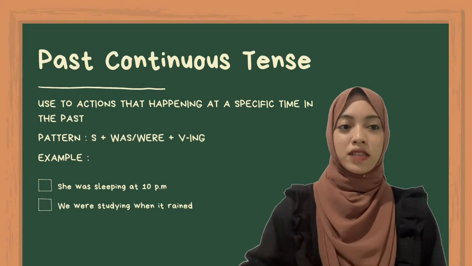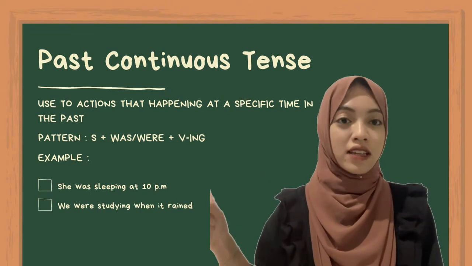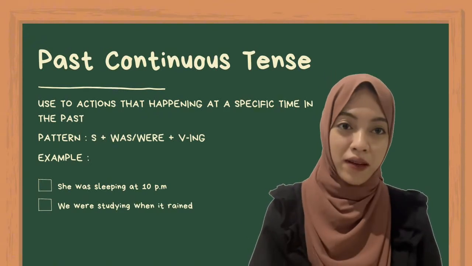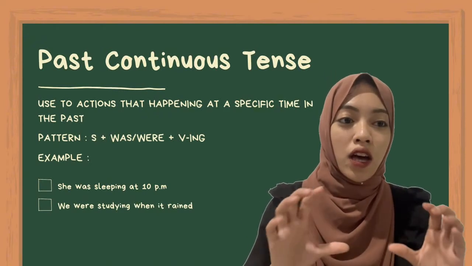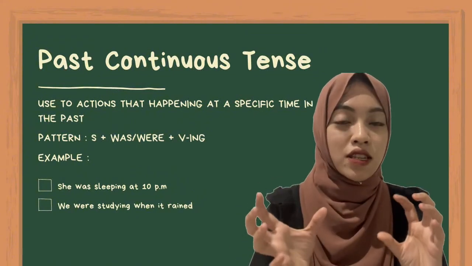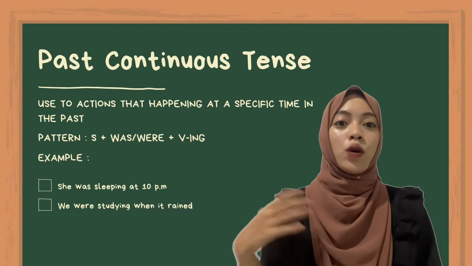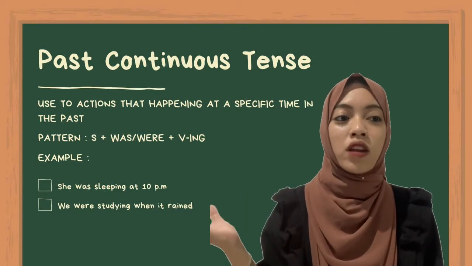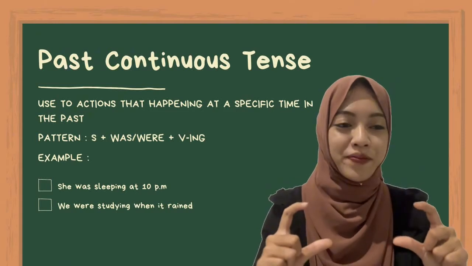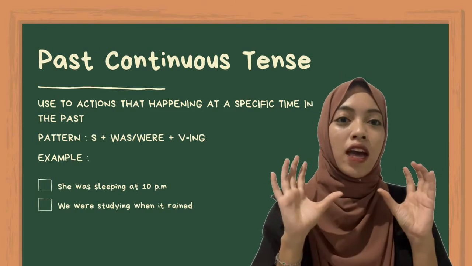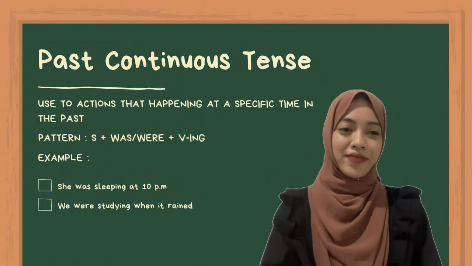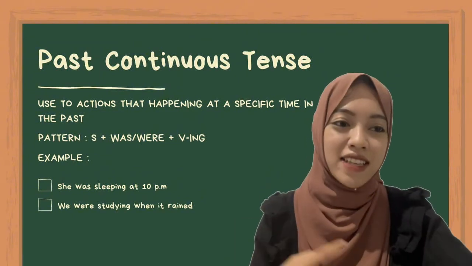An example is she was sleeping at 10 p.m. Specific time, okay? 10 p.m. is a specific time. And you need was if the subject is singular, okay? And then, we were studying when it rained, okay? Specific time, when it rained. And you use were with a plural subject, okay? You get it, guys? Okay, next.